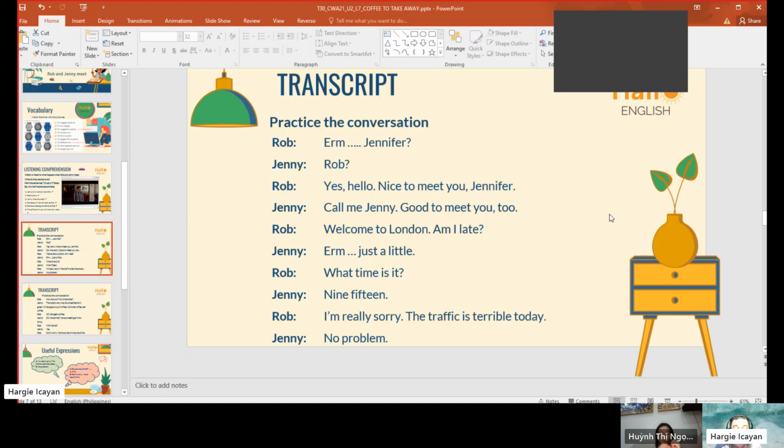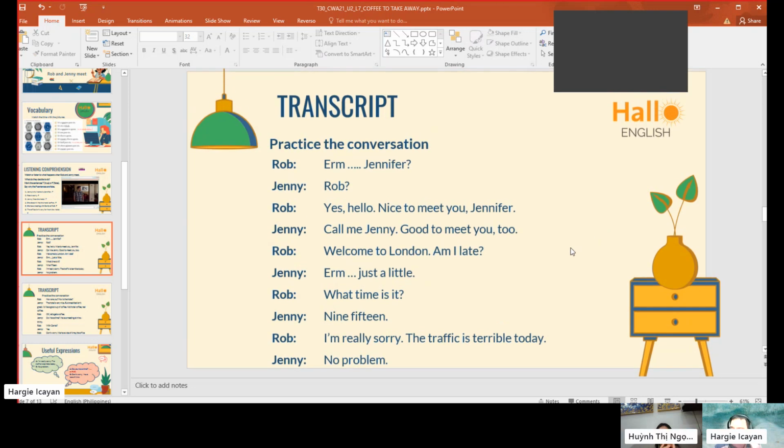Especially if you are in a formal situation or gathering, Bich. It's very formal that you should introduce first your name or a greeting. So greeting each other is very important. Just like according to Rob, "Hello." So hello is a greeting, right? And then after that, "Nice to meet you." Oh, nice to meet you, Jennifer.